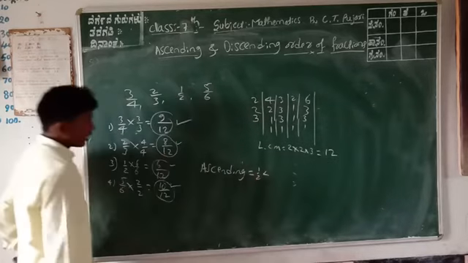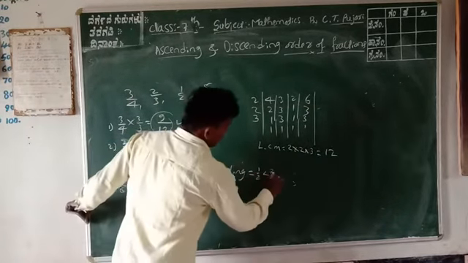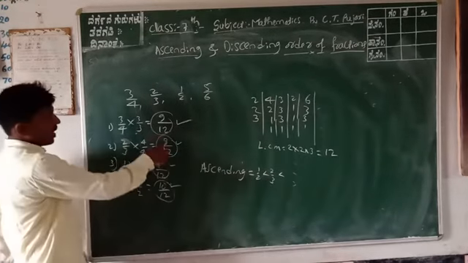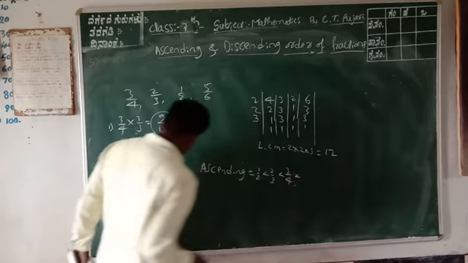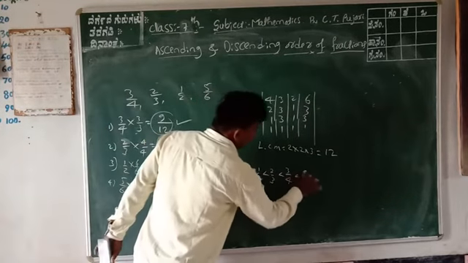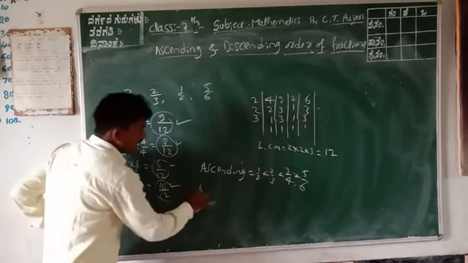The next one is 8, which means 2 by 3. After 8, the next is 9, which means 3 by 4. The last one is 5 by 6. This is your ascending order. What about descending order?